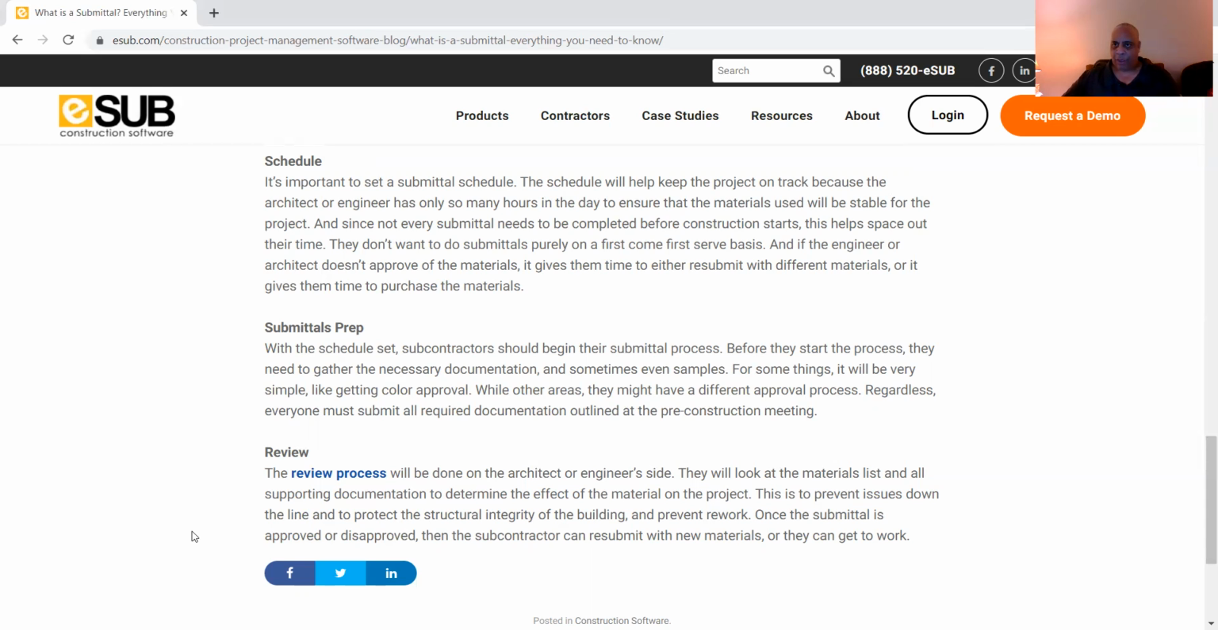And then when that's all concluded, last but not least, there is a review process. Now, the review process will be done on the architect or engineer side. They will look at the materials list and all supporting documentation to determine the effect of the material on the project. Why does this happen?